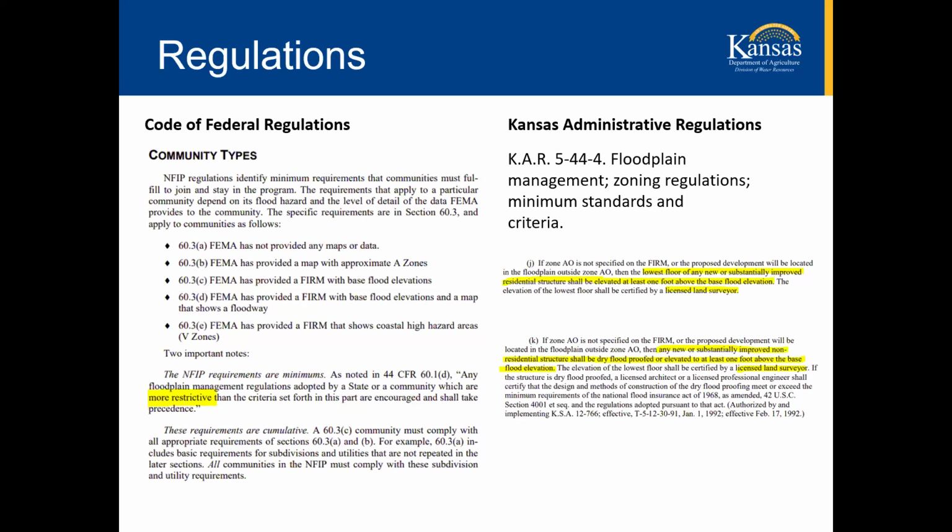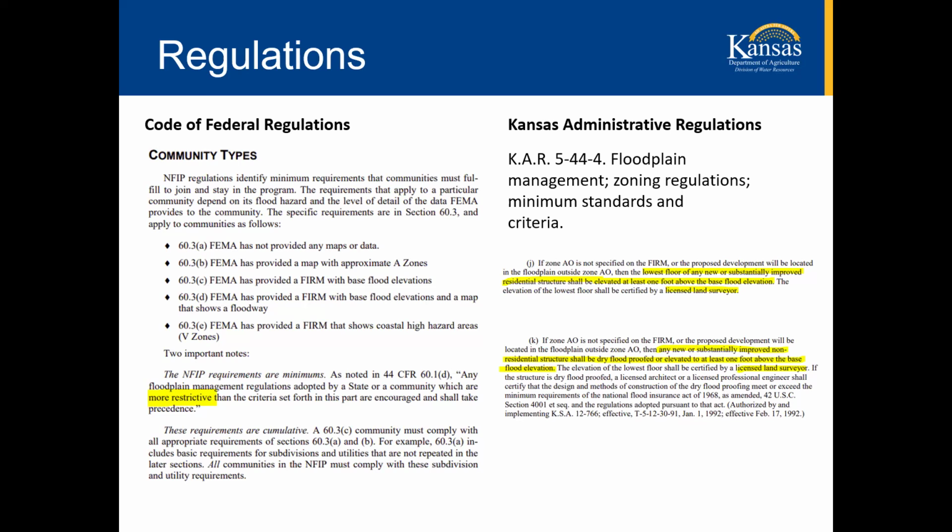It's listed 60.3 A through E. And so these are the different levels of ordinance that we have. So we have a model ordinance that corresponds to each one of those. So at the A level, there is no map. The B level, you only have the approximate A zones and nothing else.